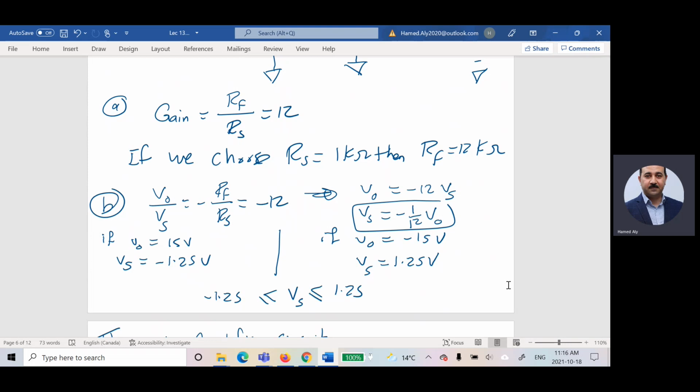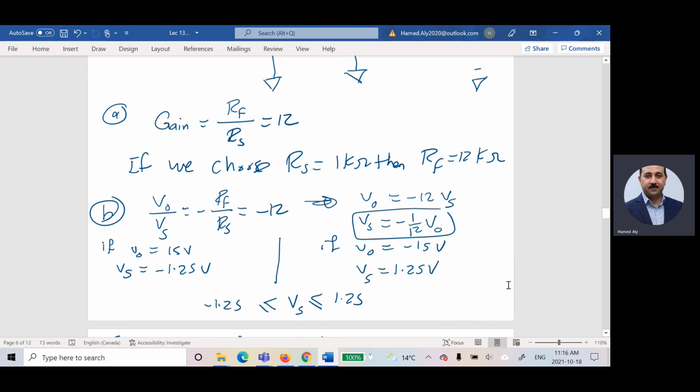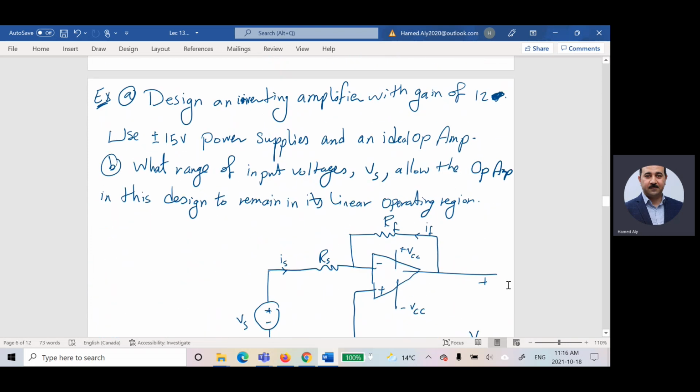Any question for that problem, guys? Yes, because if you read the problem here, he said what range of input voltage allows this op-amp to work in the linear region. He would like to find the range of the inputs. So I'm taking the highest and the lowest value of VO, and substituting them inside the equation to find the corresponding limits for the input voltage.